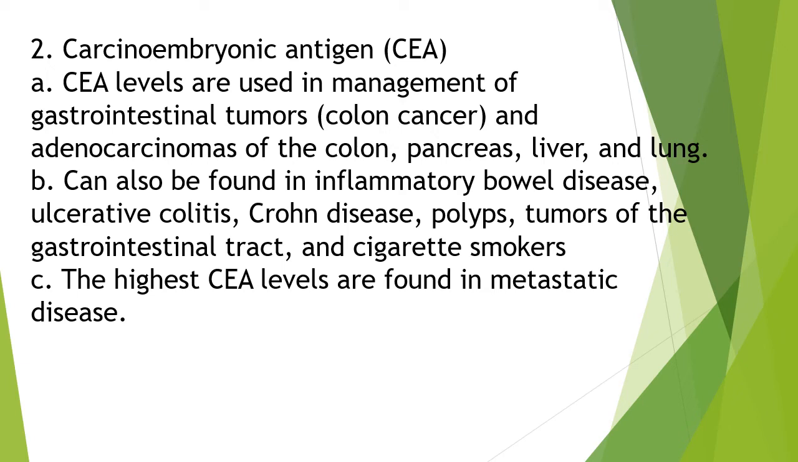So we have number one, carcinoembryonic antigen or CEA. This is used in the management of gastrointestinal tumors, particularly colon cancer, and adenocarcinomas of the colon, pancreas, liver, and lungs. So most of the time, CEA is important in colon cancer. But this is also found in other conditions like inflammatory bowel disease, ulcerative colitis, Crohn's disease, polyps, tumors of the GI tract, and among cigarette smokers. The highest levels of CEA are found in metastatic disease. So that means it has already spread from the origin. So we call that carcinoma in situ when it is only found in one site, but then after that it can metastasize and invade other tissues or organs.